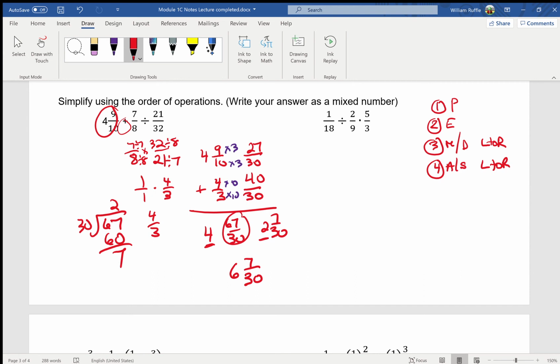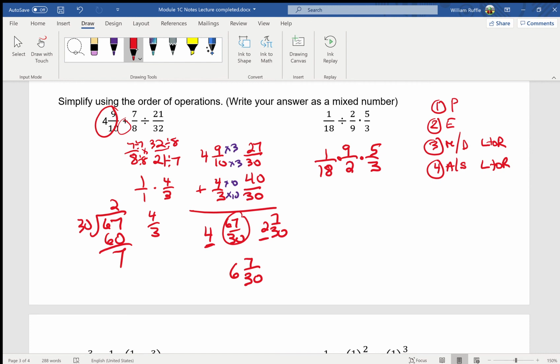This next one, again, order of operations. There are no parentheses, there are no exponents. Here we have to do multiplication and division, but we have to go left to right. So even though division comes before multiplication, they're on the same level, so I have to do the division first. In this question, I have to flip this to 9 over 2 first. And so now it's really all multiplication.